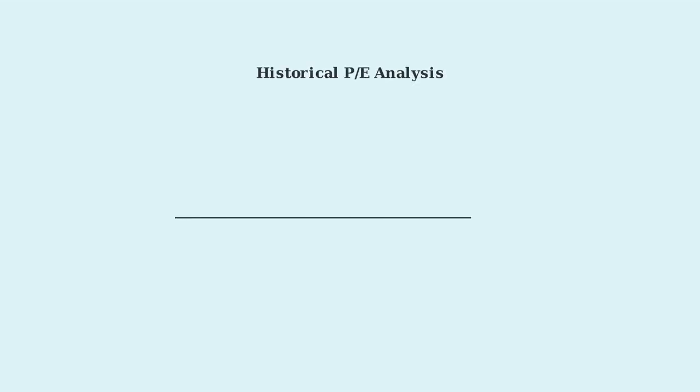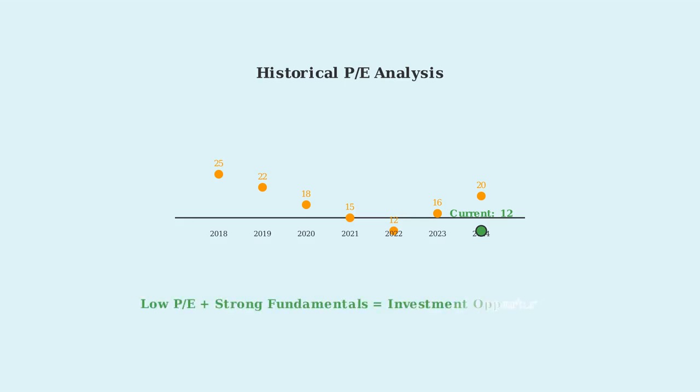Historical analysis is equally important. This stock's PE has ranged from 12 to 25 over the past 7 years. The current PE of 12 is at the lower end of this historical range, suggesting potential undervaluation. The key insight is that a low PE ratio, whether compared to peers or historical levels, may indicate an undervalued stock. However, always combine PE analysis with other fundamental research to make informed investment decisions.